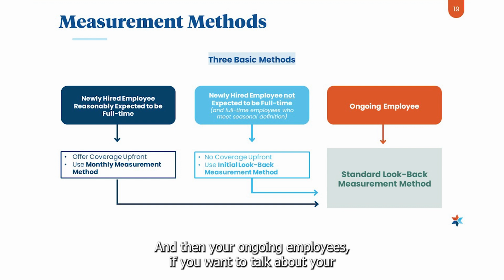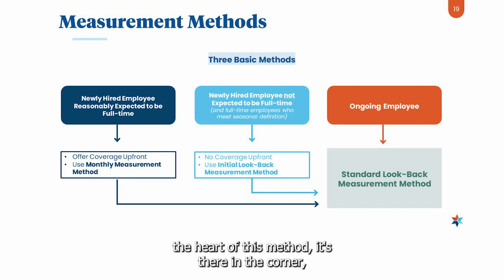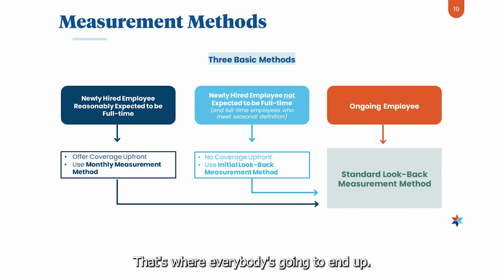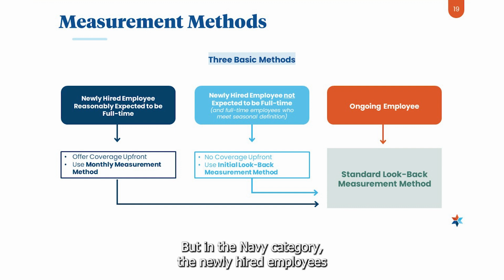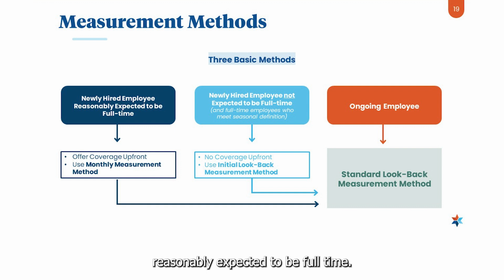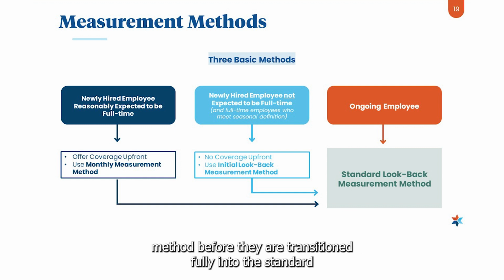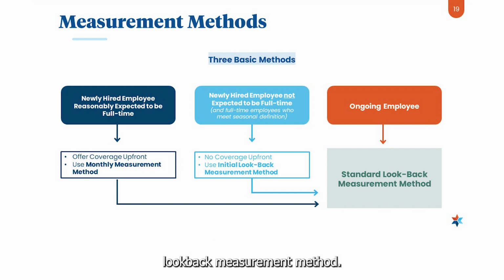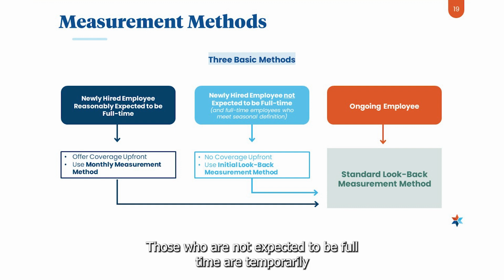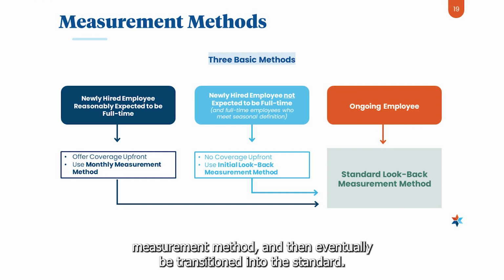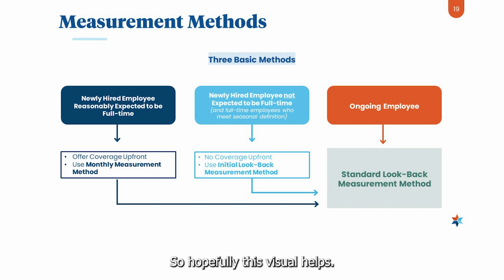And then your ongoing employees. If you want to talk about the heart of this method, it's there in the corner in the gray with the blue, the standard look-back measurement method. That's where everybody's going to end up, right? But in the navy category, the newly hired employees reasonably expected to be full-time are temporarily going to have hours tracked in the monthly measurement method before they are transitioned fully into the standard look-back measurement method. Those who are not expected to be full-time are temporarily going to have hours of service tracked in the initial look-back measurement method, and then eventually be transitioned into the standard. So hopefully this visual helps. I know it helps me.